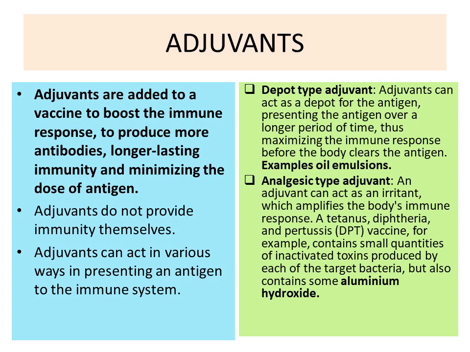Number one, they boost the immune response. Second, they produce more and more antibodies. Next, long lasting immunity is provided. Then, minimizing the dose of antigen. Adjuvants work in two ways: depot type adjuvant and analgesic type adjuvant.